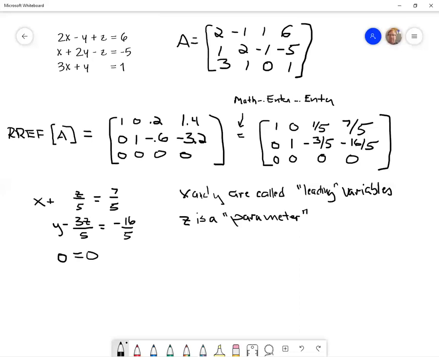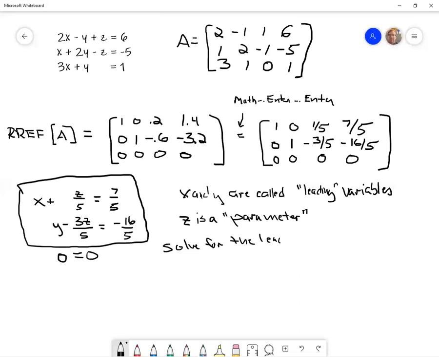So what I'm going to do is go back to the equations that I have, and I'm going to forget about that 0 equals 0 because that's not terribly interesting, okay? I'm going to take the equations that my calculator spits out, and I'm going to solve for the leading variables, in terms of the parameter. Now, in general, you can have more than one parameter, but it's not going to show up in this course, okay? The way I do that is I simply go to my equations and move the terms involving the parameter to the right-hand side.